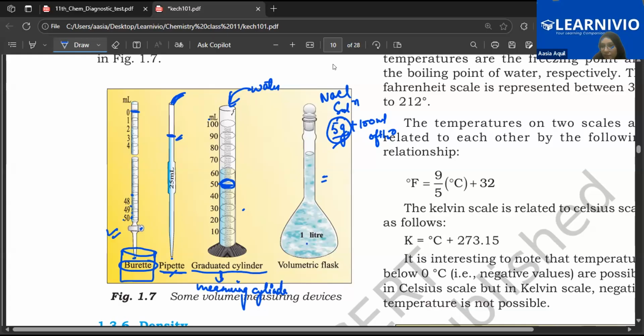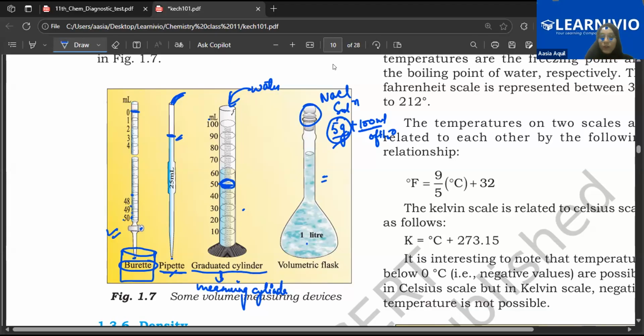Now, what you are supposed to do, pour 100 ml of water into this and shake it, right? When you put the cork on, you are supposed to mix that solution. After that, you will get the solution. It's very simple. So that's the volumetric flask.